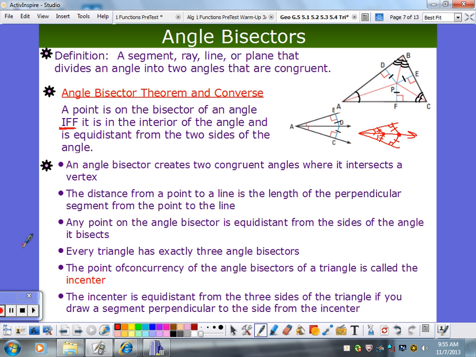Every triangle has 3 of them. So now if you look at 3 angle bisectors, you're bisecting here, you're bisecting this one, and then you're bisecting that one. They do all meet up. You get a point of concurrency. We get a new kind of center of a triangle. This one's called an incenter. So circumcenter, well, those are perpendicular bisectors. Angle bisectors have incenters, and it's equidistant from the 3 sides of the triangle if you draw a segment perpendicular. So I guess that means these pieces. As long as they're perpendiculars, they're equidistant.